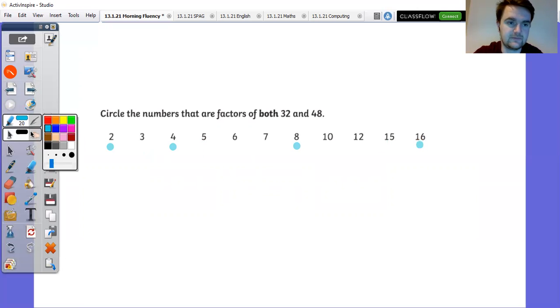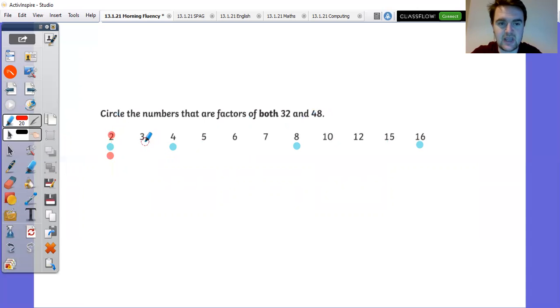Now let's do the same for 48, but I'm going to use a different color this time. So it ends in an 8. It's got an 8 in the ones digit, so I know that that must be an even number. So I can say it is in the 2 times table. I've got both of them, so I can give that one a highlight. I don't really need to check 3s, 5s, 6, 7, 10, 12, or 15 because the question's asking for numbers that are factors of both. So although 48 is a multiple of 3, I don't need to go through that one because 32 isn't, so it won't be a correct answer anyway.